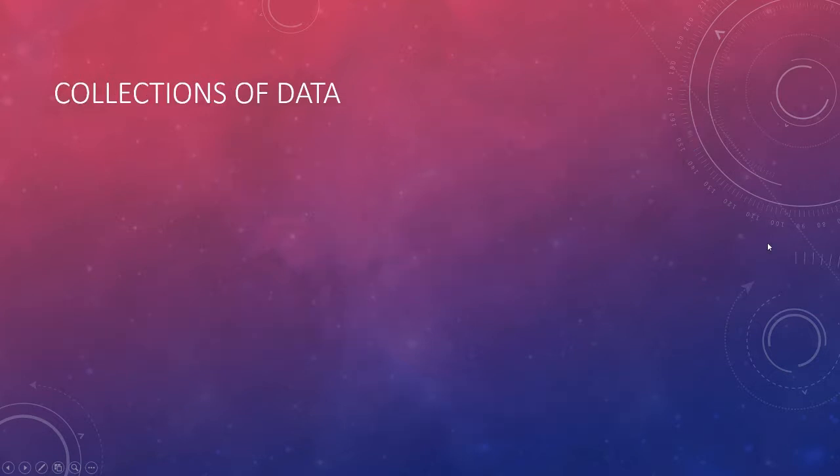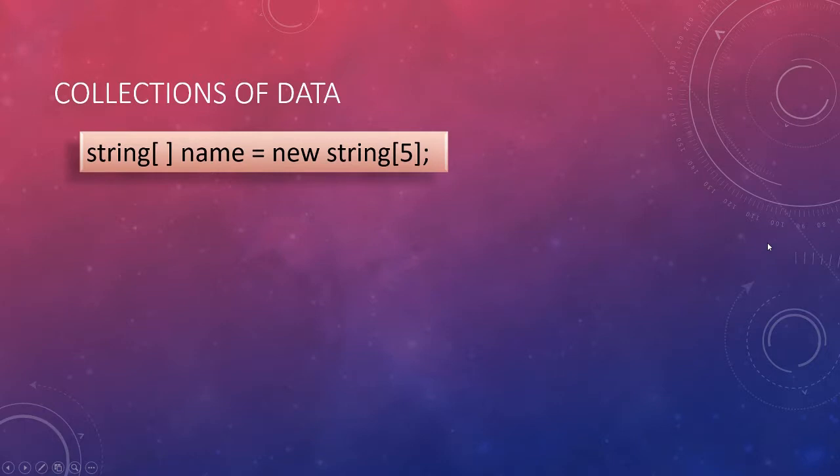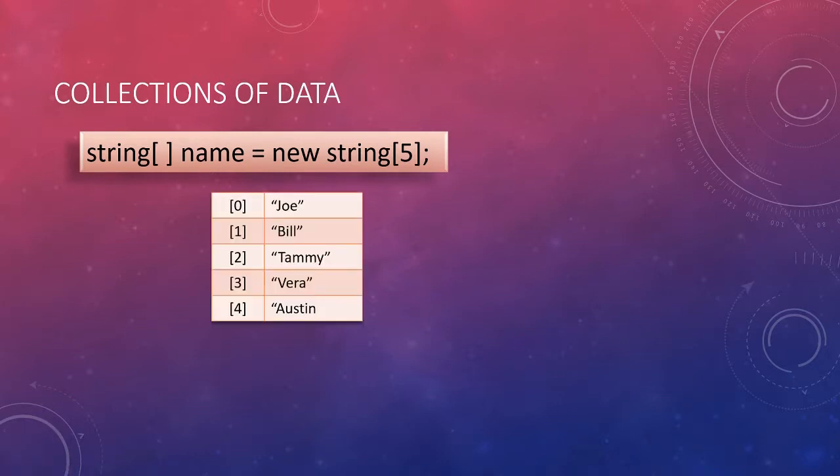So what if we want to keep track of more than one name? We want to keep track of several people's names. Well, we can build an array. And an array is a repeating structure somewhat like this, where I can have multiple names in a list.